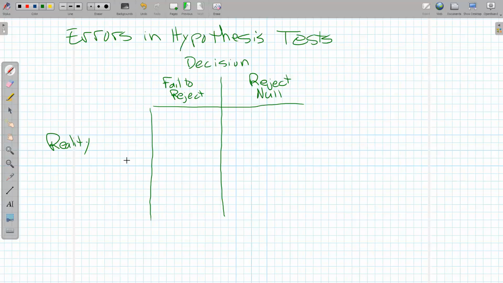So let's see, realities here. In reality, either the null hypothesis is true in reality, or the null hypothesis is false in reality. So in the problem we were just looking at, I decided to reject the null hypothesis, saying, hey, my evidence is in favor of the alternative, not the null. If the null is really true here, then I just made an error, and this is called a type 1 error.